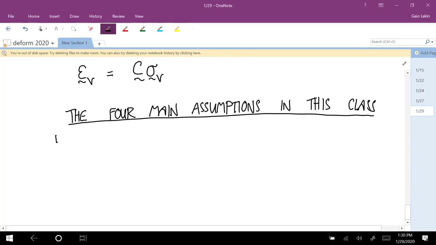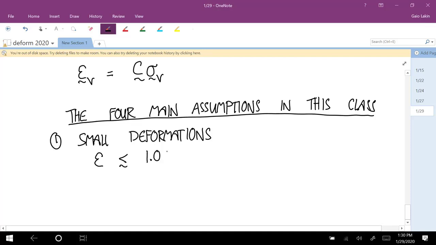Okay, the first one is small deformations. None of what we're doing applies to big deformations. And so you can think of strain values as less than about 1 times 10 to the minus 4. And that comes up in a lot of ways, actually. That can mess things up in a bunch of ways.